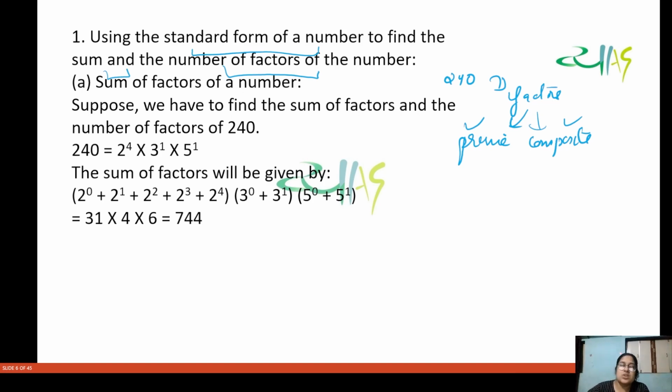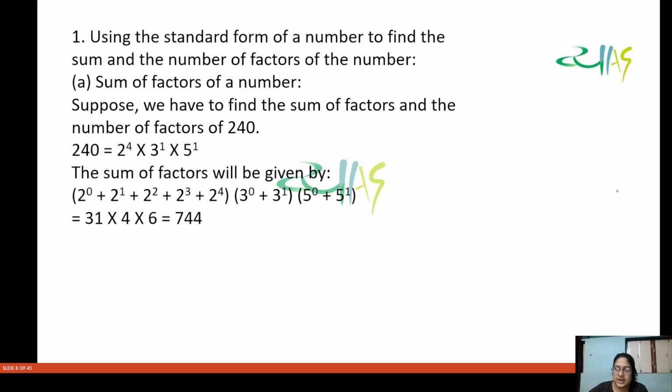So we are trying to calculate this thing here. First we are looking at the sum of factors. So how to calculate the sum of factors of any number? For example, we are taking 240.